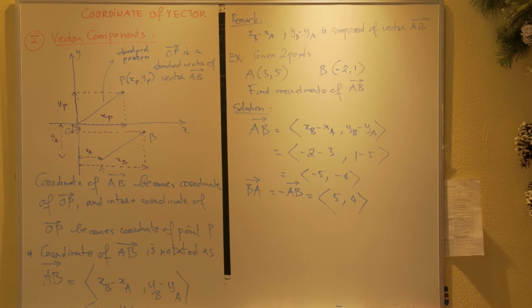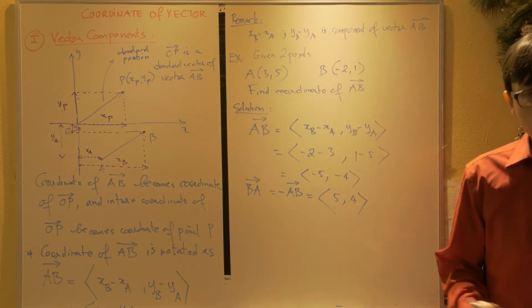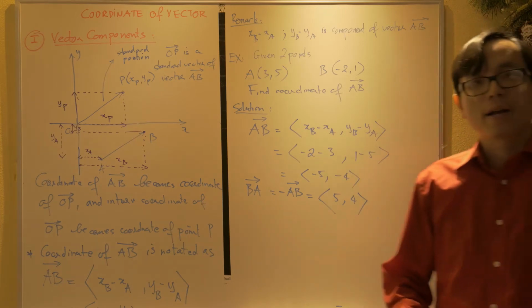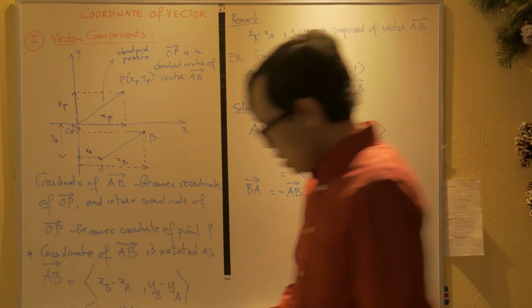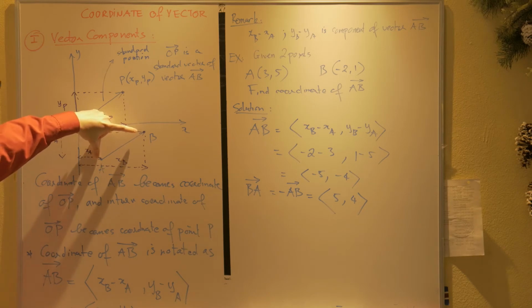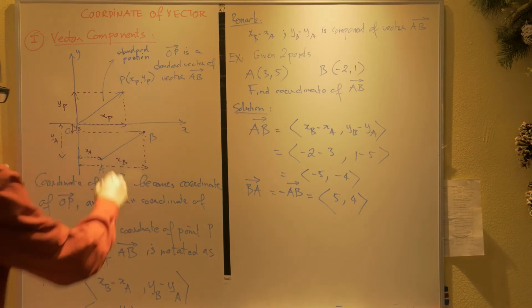And because we can find the coordinate of a vector, it means that we can find the magnitude of that vector also. You see over here the magnitude of vector AB is actually found by applying the Pythagorean theorem. You see this triangle right here, you see that?